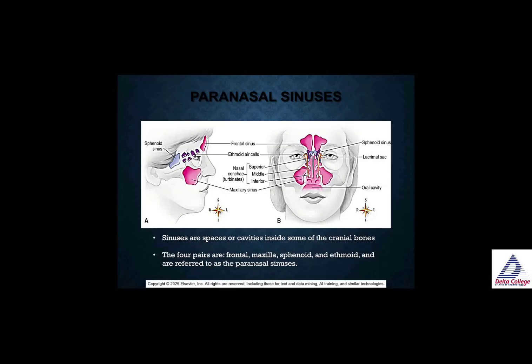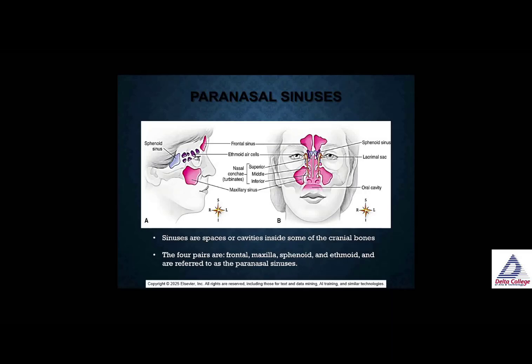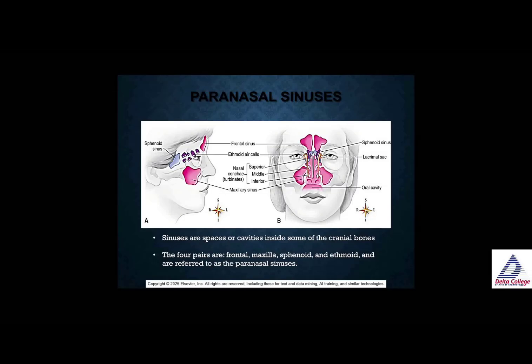So the paranasal sinuses, going from the top to the bottom here, is the frontal. You'll see the ethmoid here. You can see the sphenoid, and then moving down, you'll see the maxillary. And this is what gets irritated and inflamed in sinusitis, or a sinus infection.